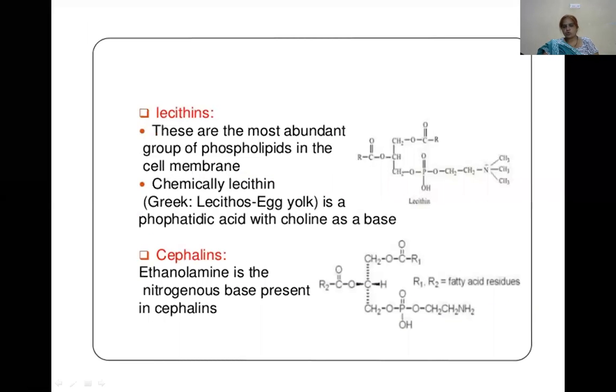Lecithin is also known as choline. Don't forget, cephalin is also known as ethanolamine. Lecithin and choline are the same; the chemical name of lecithin is choline. Lecithin is the most abundant and important group of phospholipid present in the cell membrane. Cephalins are ethanolamine, because ethanolamine is the nitrogen base present in cephalins.